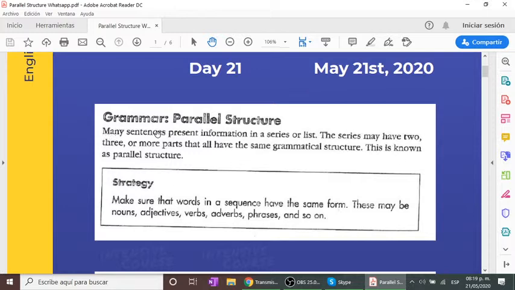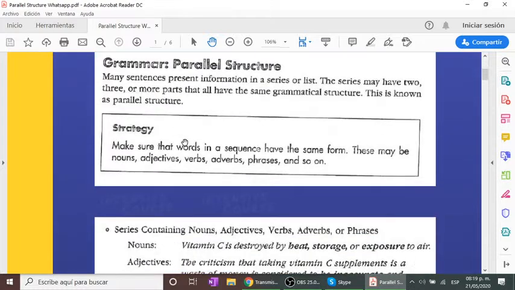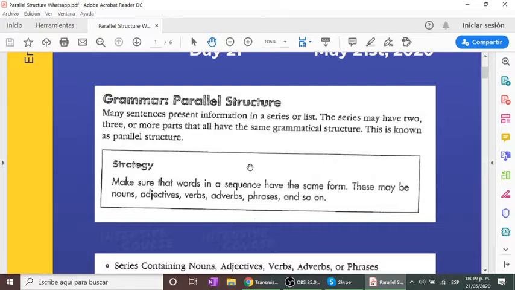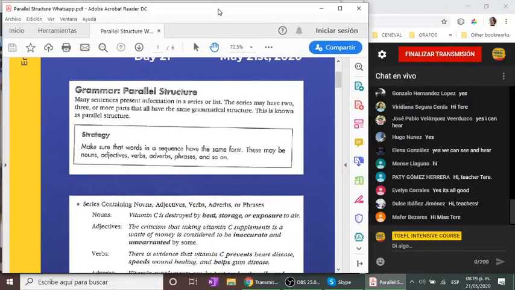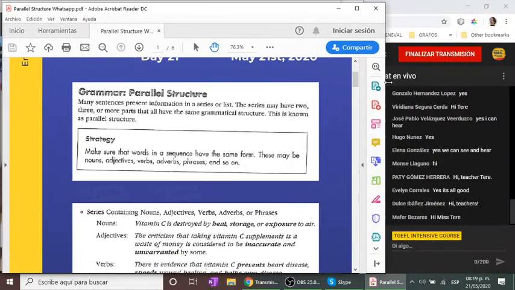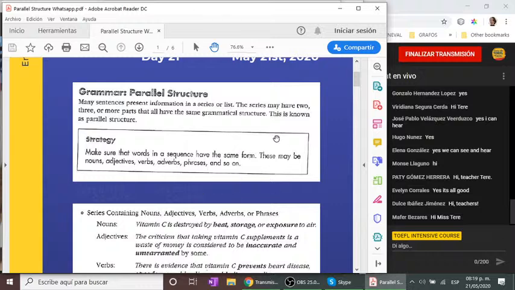Many sentences present information in series or lists. The series may have 2, 3, or more parts that all have the same grammatical structure. This is known as parallel structure. Okay. So what they will do in this section, guys, is that they will mix up words on the TOEFL test.